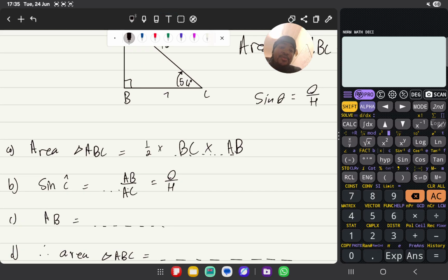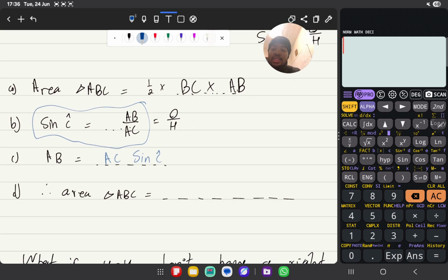Now if we write AB as the subject of the formula, we're going to multiply by AC both sides. Once we multiply by AC on our right hand side, the ACs divide each other and we will be left with AB. And if we multiply by AC on this side, we're just going to have AC times sine C.